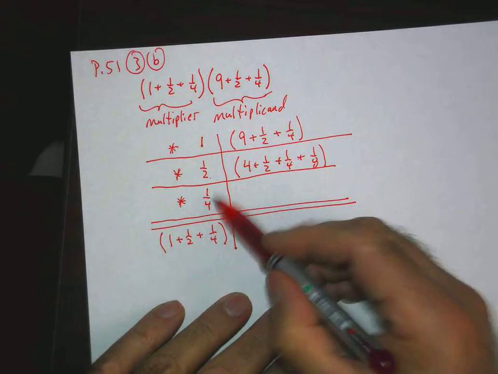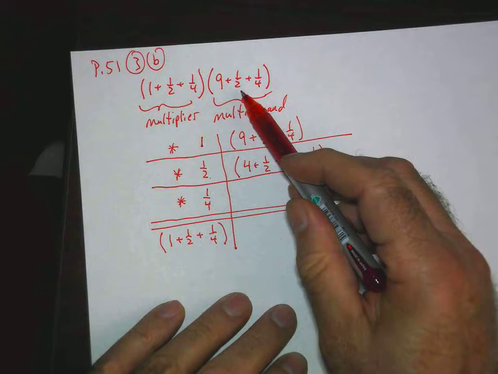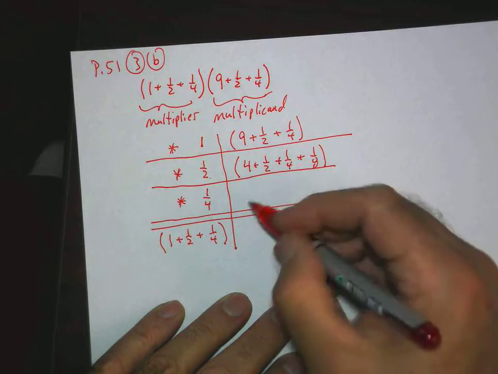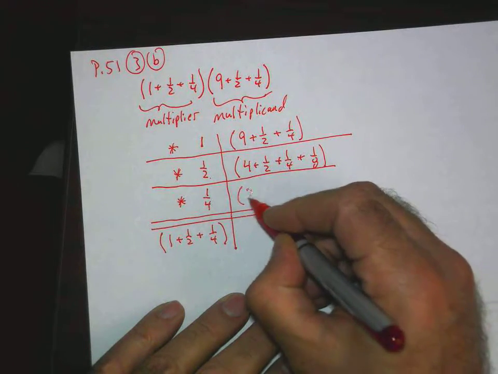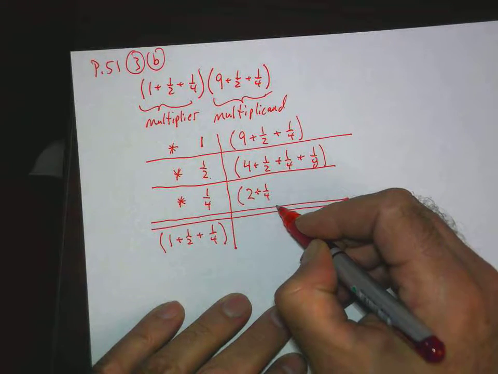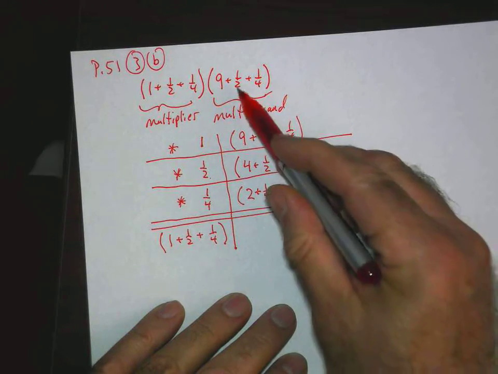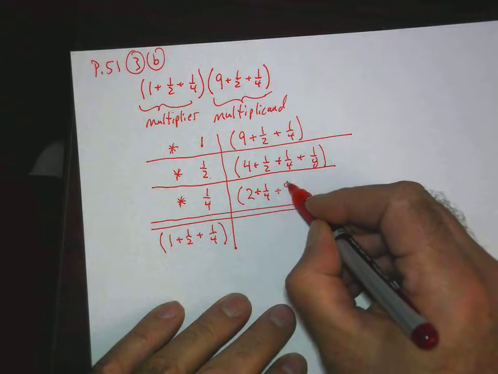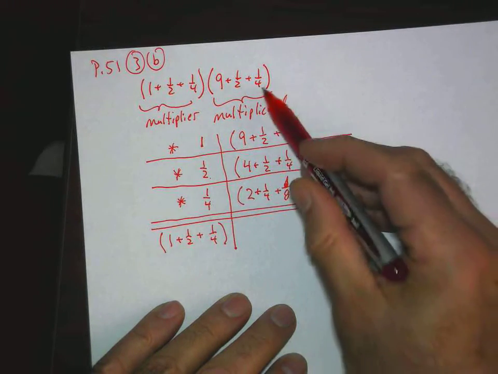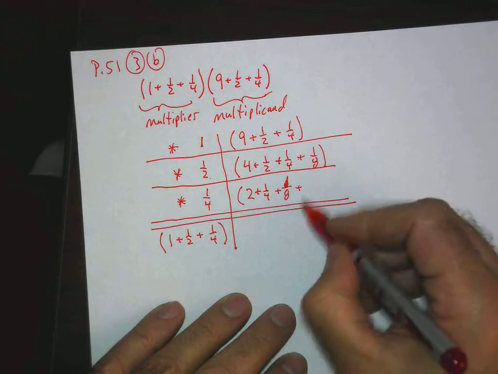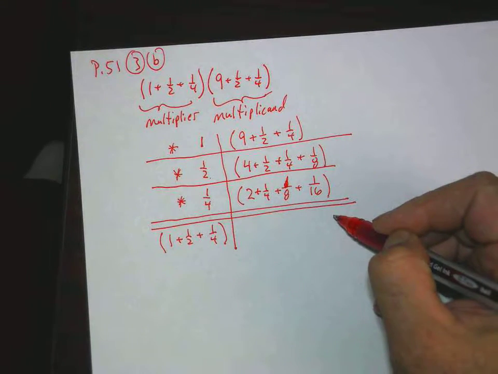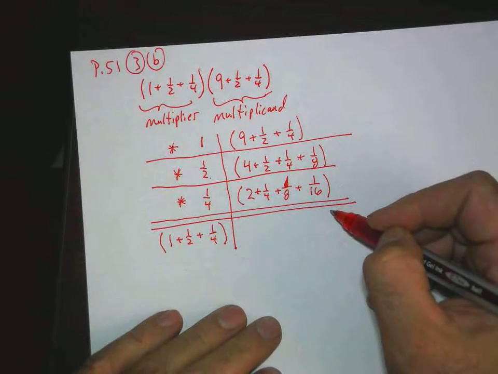And finally, we take 1/4 and multiply it by the multiplicand. 1/4 times 9, that's 9/4. That is 2 plus 1/4. And 1/4 times 1/2 is 1/8. 1/4 times 1/4 is 1/16. And we add all of these together.